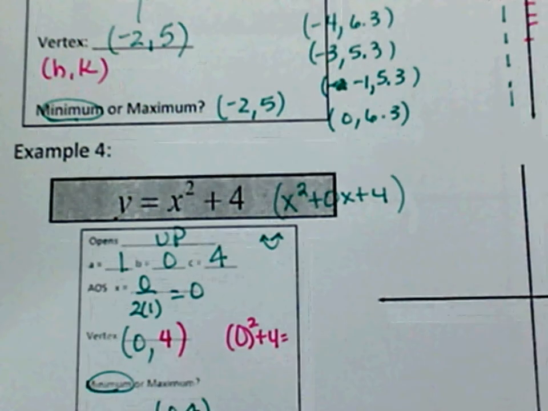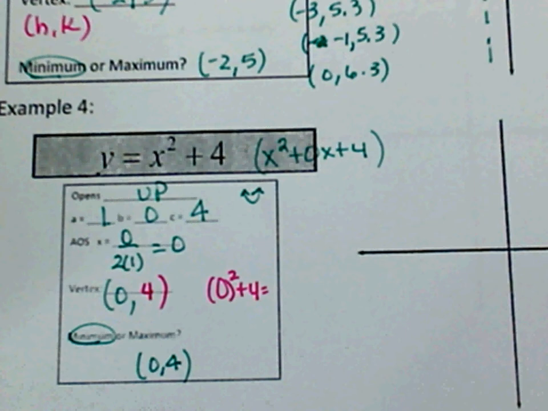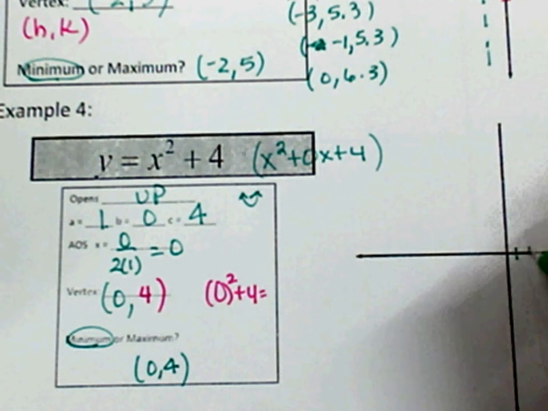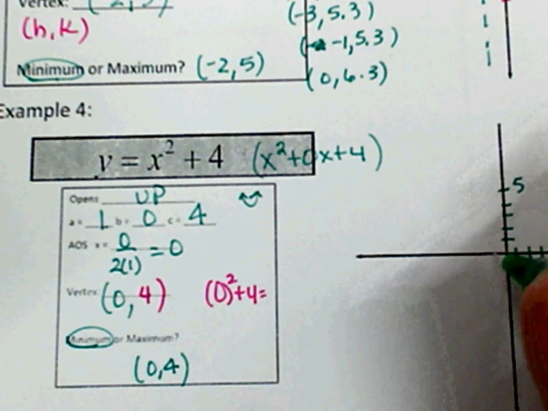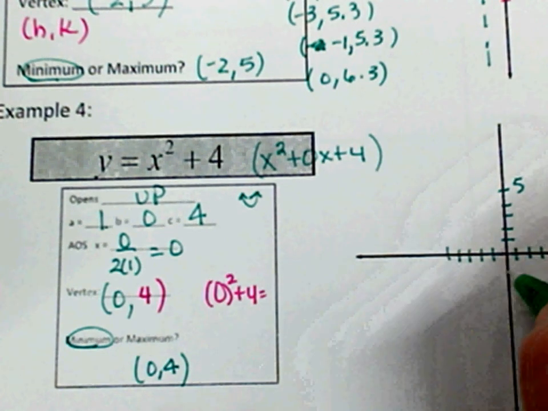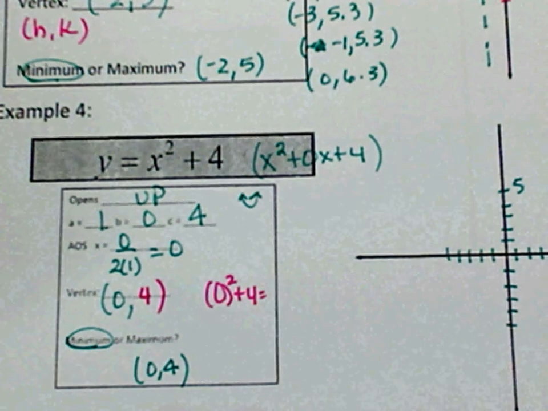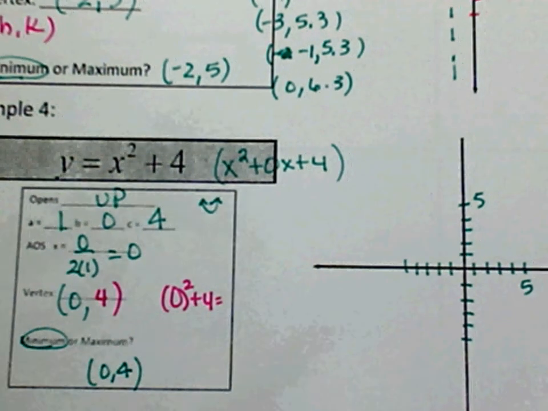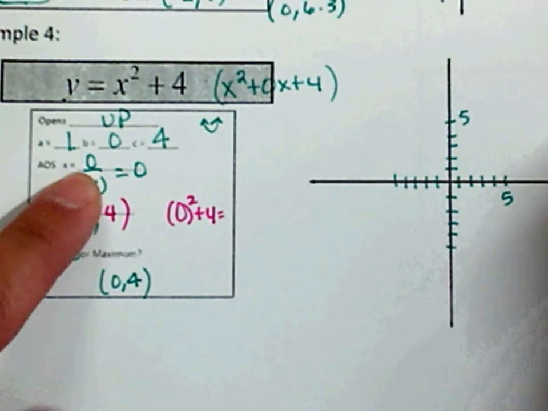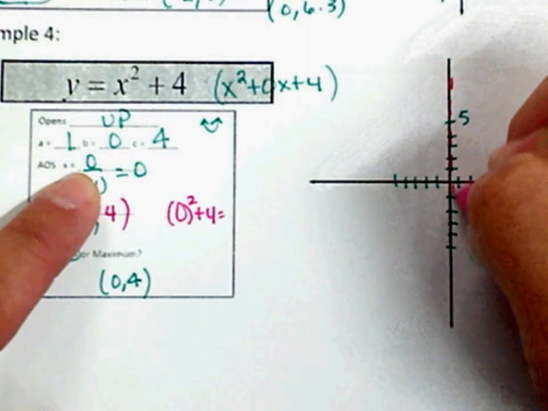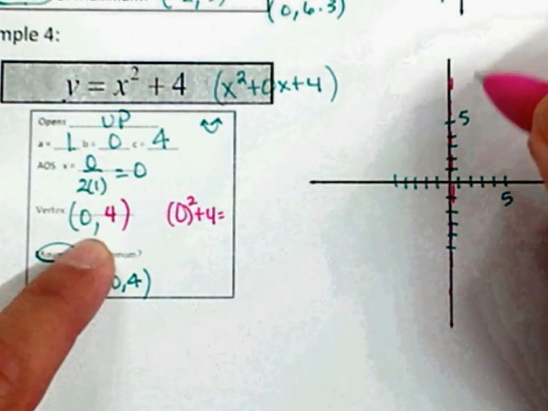Graph. 1, 2, 3, 4, 5 on each axis. Alrighty. So let's look at the graph. Axis of symmetry is 0. Vertex is 0, 4. Go to my calculator to get my other points.